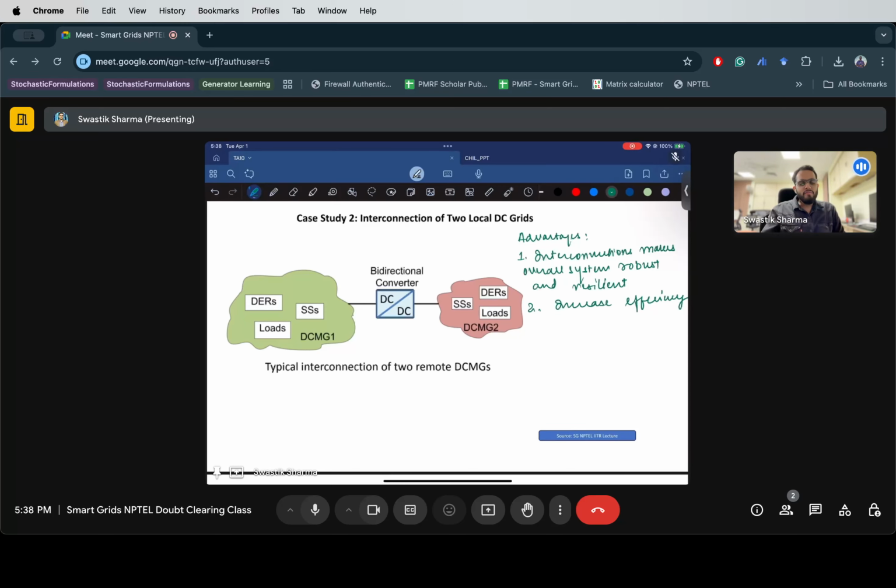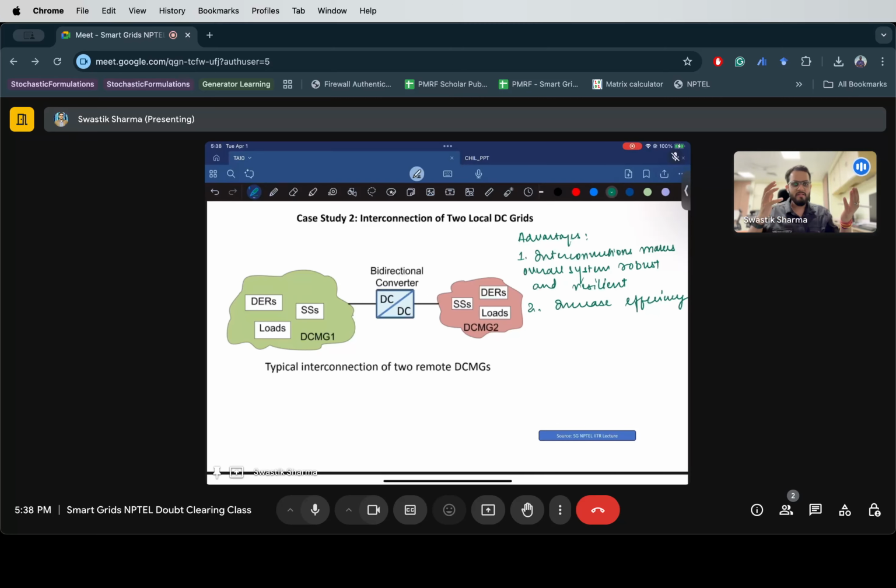So let's say you have loads at a very remote area, and you have some distributed energy resources which can provide power, but not the whole power at all times, right? They cannot provide the peak demand. And because they are very remote, you know that there is some other place where the load is less, but the generation can be huge. So you can connect these two remote areas in such a way that the power can be transported to the area where the load is more, and the surplus generation can be used over here.